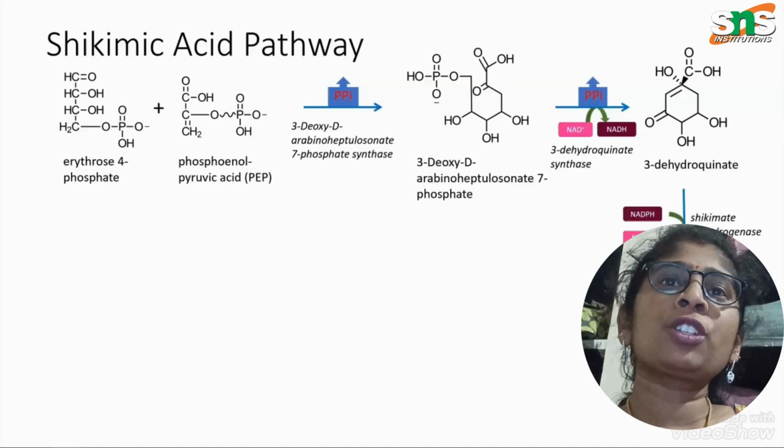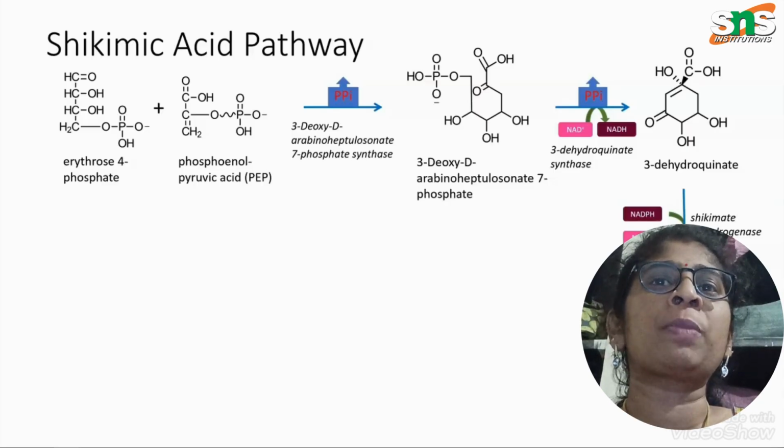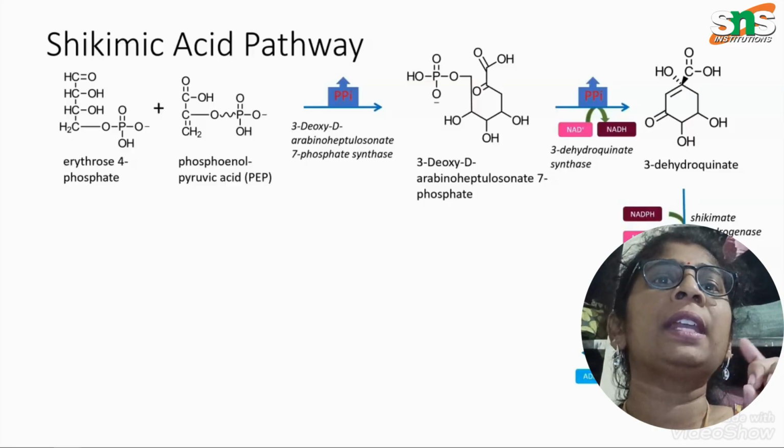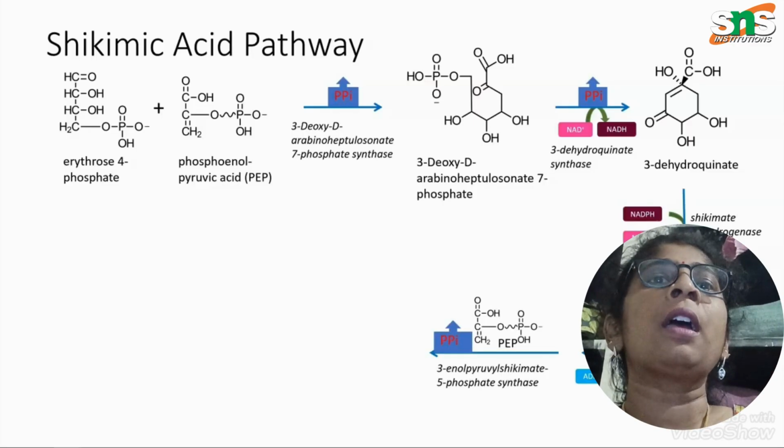Step 1, formation of 3-deoxy-D-arabino-heptulosonic acid 7-phosphate, that is DAHP. PEP plus E4P combine with the help of the enzyme DAHP synthase to form DAHP. This is the first step, the starting point of the pathway. Step 2, formation of 3-dehydroquinate, DHQ. DAHP is converted into 3-dehydroquinate by the enzyme DHQ synthase.